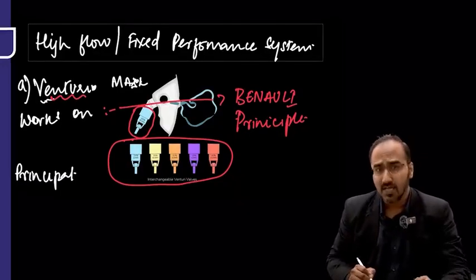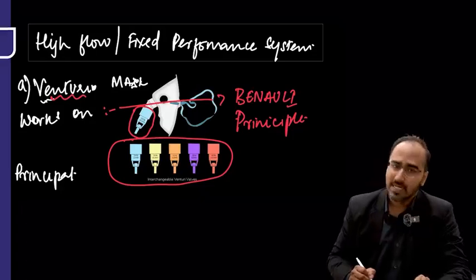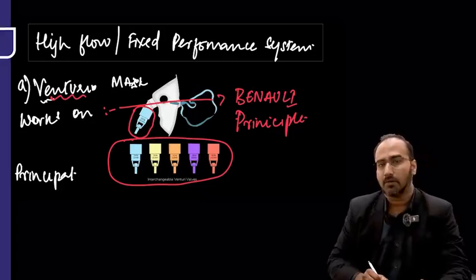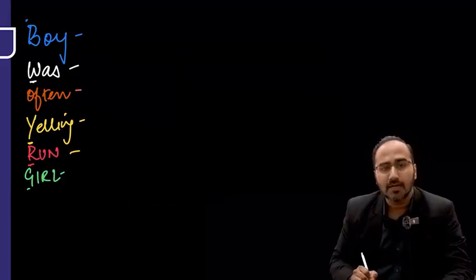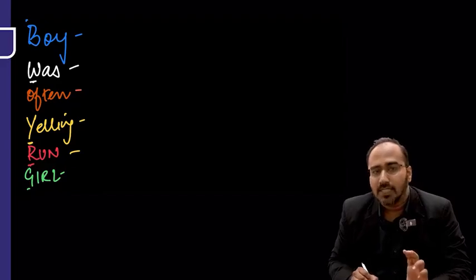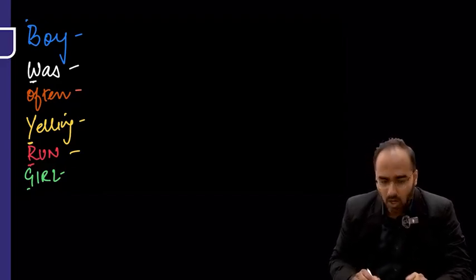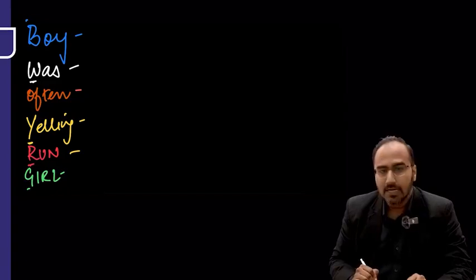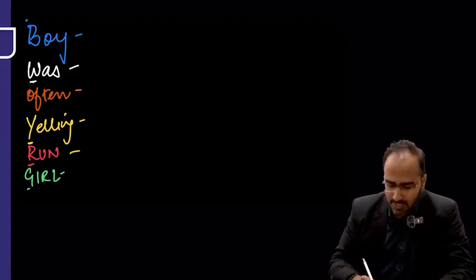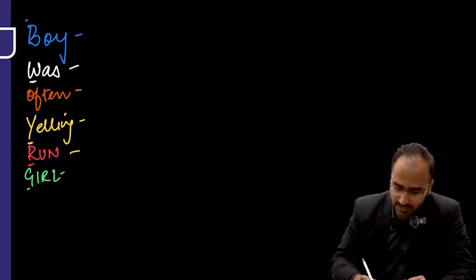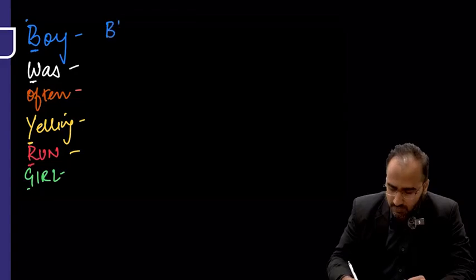For the color coding of the Venturi valves, there is a mnemonic that we need to remember. What's the mnemonic for it, guys? The mnemonic is, Boy Was Often Yelling, Run Girl. Whenever you apply a Venturi mask to a boy, he often yells, run girl. Now, guys, what is this mnemonic? Okay? When you remember the mnemonic in this line, you can remember many of the things, guys. In this, B stands for blue.